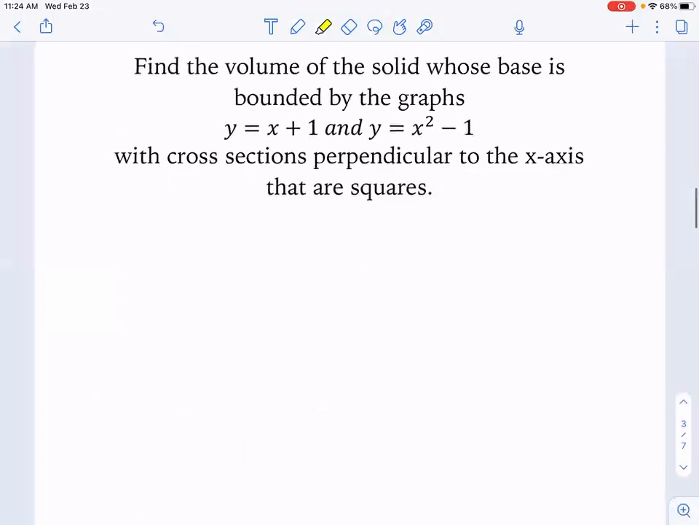So here's our first example. We have the volume of the solid whose base is bounded by the graphs y equals x plus 1 and y equals x squared minus 1. And we have cross sections perpendicular to the x-axis that are squares. Write down what you want to write down, and then we will draw the picture and go through it together.